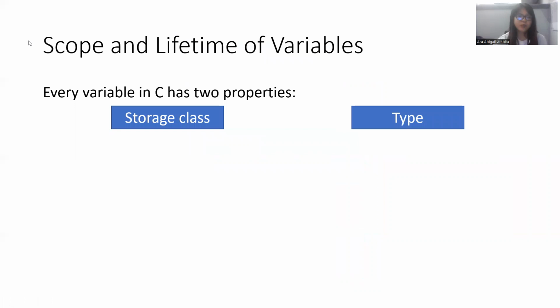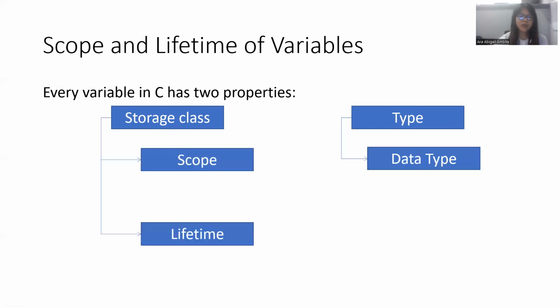Again, a variable has a scope and a lifetime. It's another property on top of the data type. We have already discussed what a data type is before, and it could be integer or double, floating point, char, etc. Any valid C data type. So in addition to type, you also have a storage class property, which is further divided or categorized into scope and lifetime.